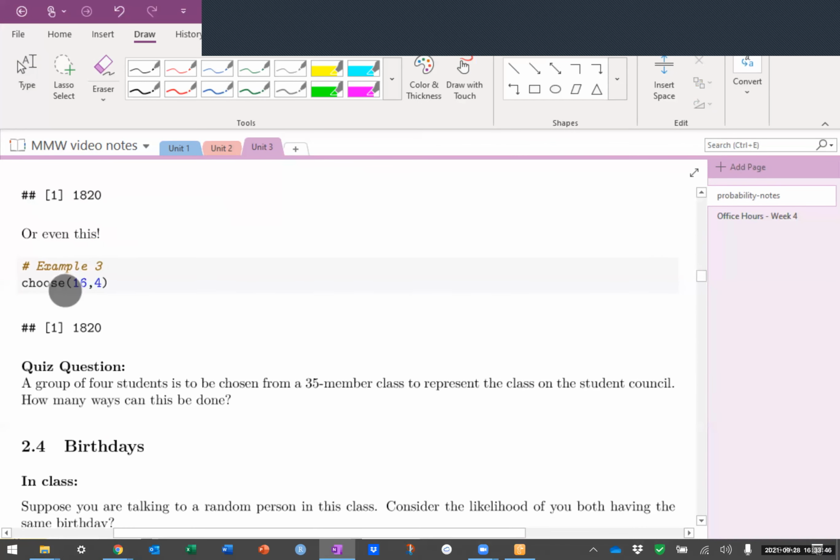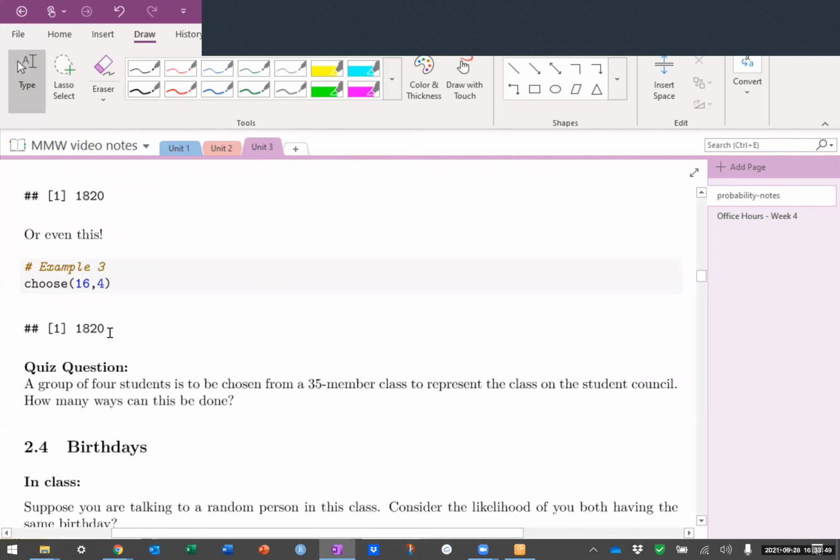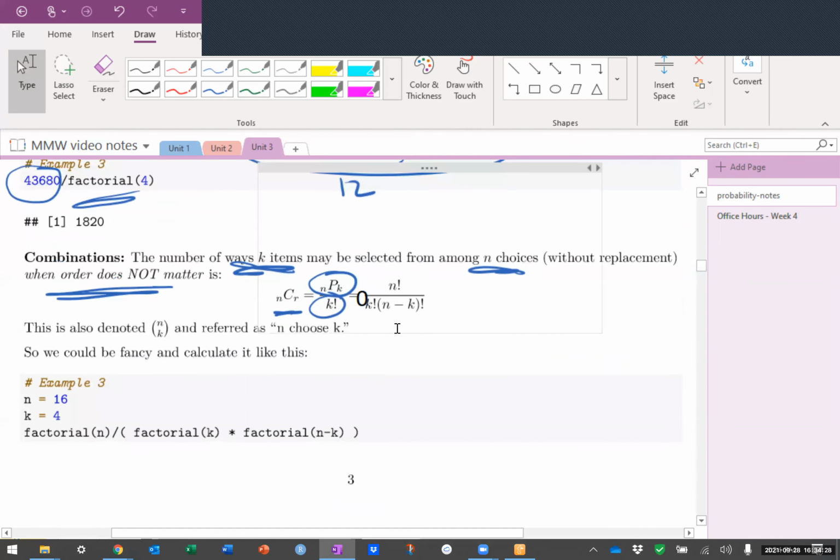So let's look at another example. You've got 4 students to be chosen from a 35-member class to represent a student council. How many ways could you do this? Okay, this is a combination. Notice the order doesn't matter. A student council might not have position titles, so order doesn't matter. So it'd be 35 choose 4. See if you can practice calculating that, preferably using an online calculator. But if you're mathematically inclined, you can also write this out using the formulas above.